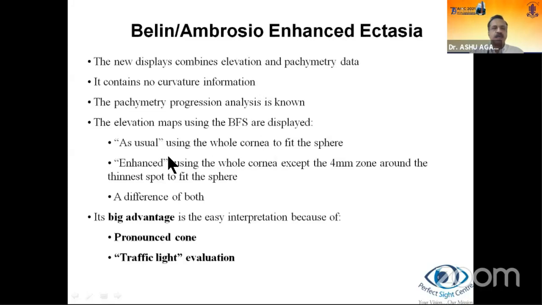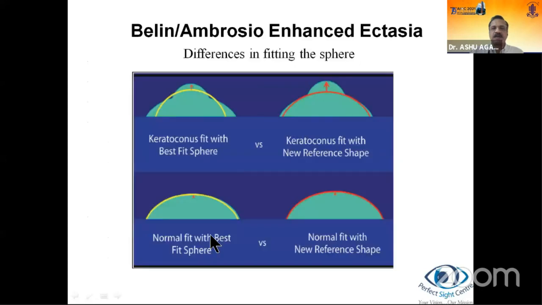Now, what does it do? As usual, it will depict the whole sphere. The best fit sphere is for the whole sphere, and then enhanced by ignoring the central 4 mm zone around the thinnest spot. And the advantage is it gives us a pronounced cone and a traffic-like evaluation.